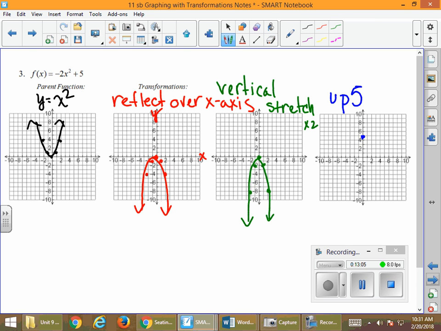And then we're going to move that point 1, -2 up 5 spaces. So it's going to be 1, 3. We're going to move our point 2, -8 up 5 spaces. So it's going to be at 2, -3.